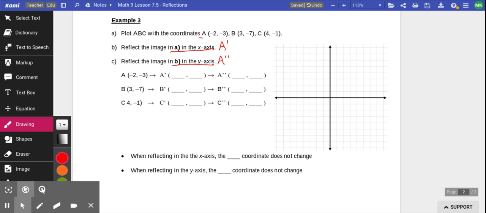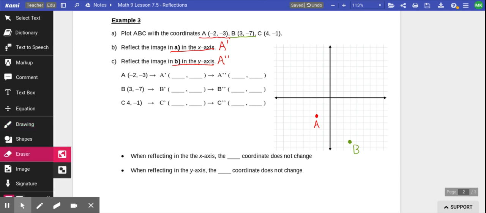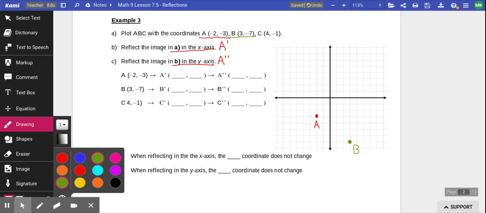So I'm going to do point A. Point A is at -2, so 2 to the left, and then -3. 1, 2, 3. Point A is right there. Point B. Point B is 3 to the left, 7 down. So, 3 to the right. 1, 2, 3, and then 7 down. 1, 2, 3, 4, 5, 6, 7. Point B is right there. Point C is at, I need a color. 4, 1. So 4 to the right. 1, 2, 3, 4. -1 means 1 down. That's where point C is.